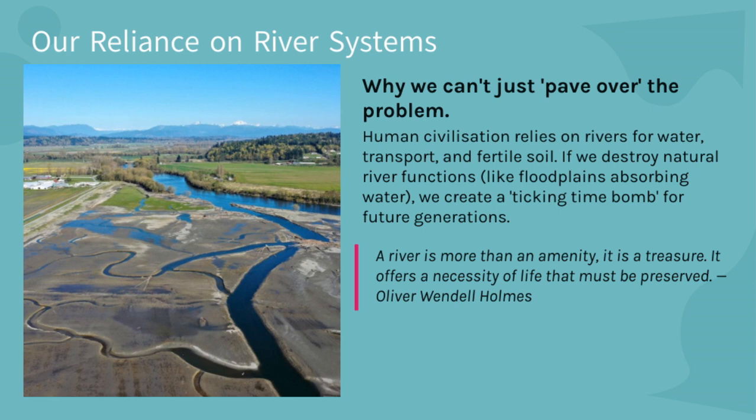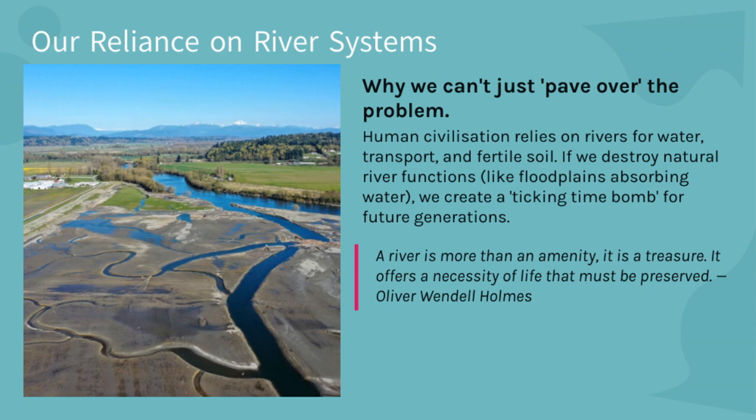Human civilization has always relied on rivers. Rivers provide water for drinking, farming, and industry. They offer transport routes. They deposit fertile soil on floodplains. They support ecosystems and provide habitats for wildlife.